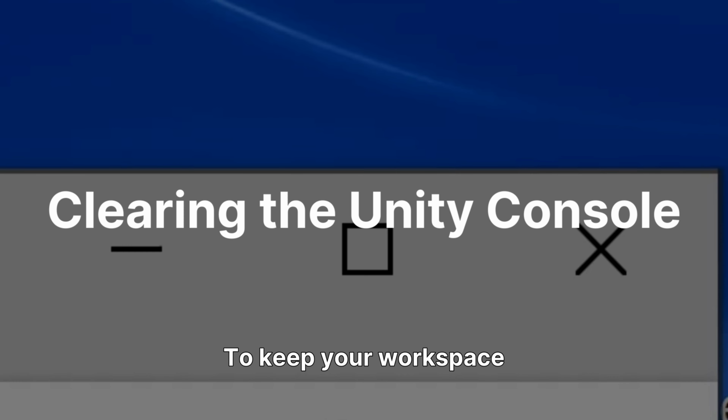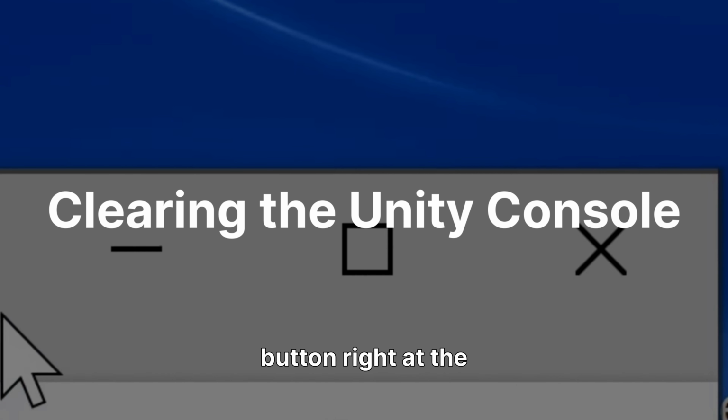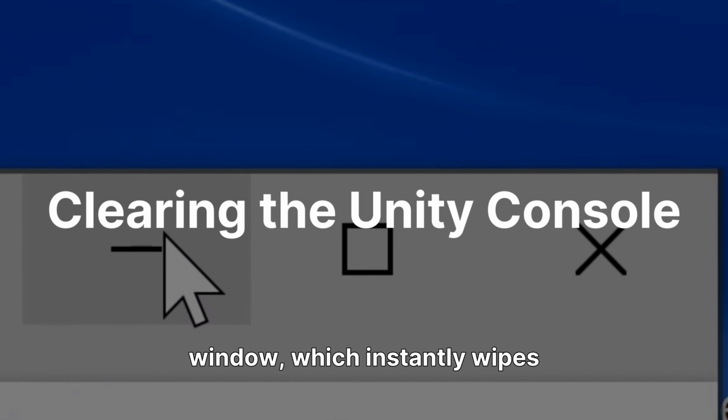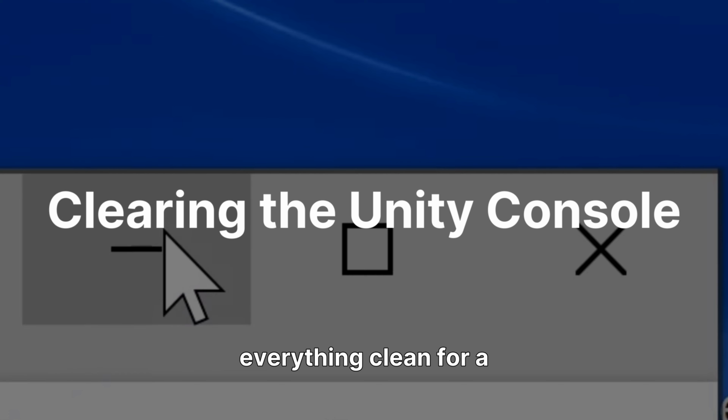To keep your workspace organized and prevent the console from becoming cluttered with old messages that could confuse your debugging process, always make it a habit to clear the console before testing any new code changes. You can do this easily by locating and clicking the prominent Clear button right at the top of the console window, which instantly wipes everything clean for a fresh start.